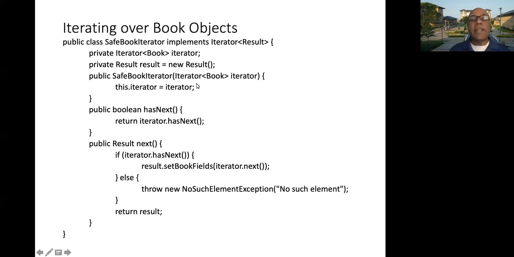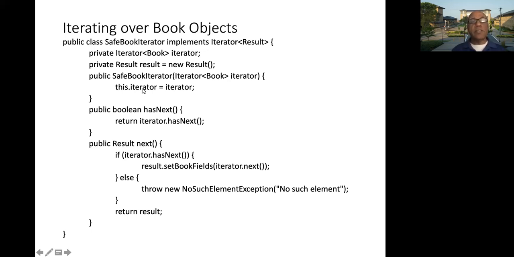Instead of providing an iterator to book objects, we are actually going to provide an iterator to result objects. That is, the library system will create an instance of safe book iterator and pass an iterator to books. So inside the library system, we are creating an iterator to book objects and create a safe book iterator object, which has this iterator object as parameter.